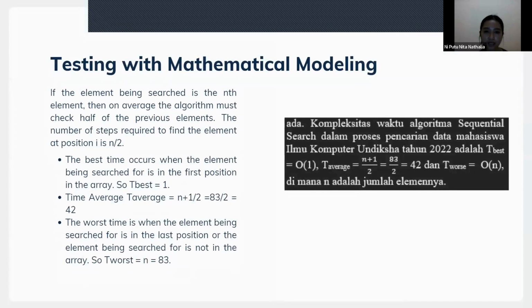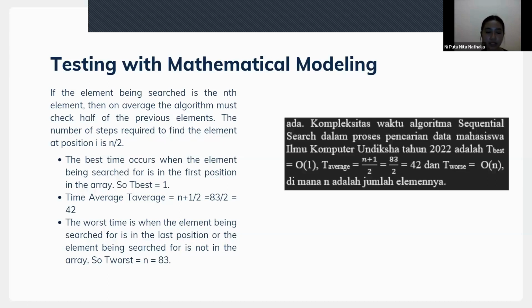Next, we will talk about the testing with mathematical modeling. If the element being searched is the nth element, then on average the algorithm must check half of the previous elements. The number of steps required to find the element at position i is n divided by 2. First, the best time occurs when the element being searched for is in the first position in the array, so the best time is equal to 1.